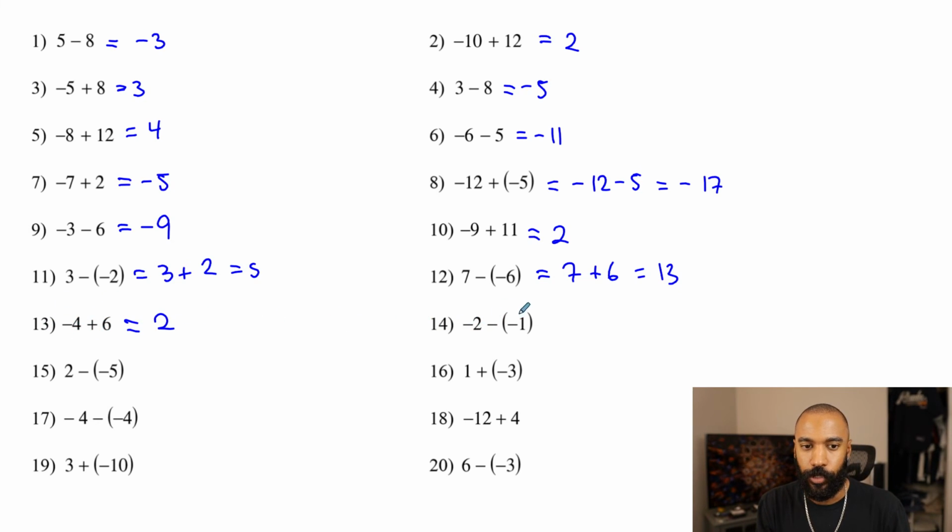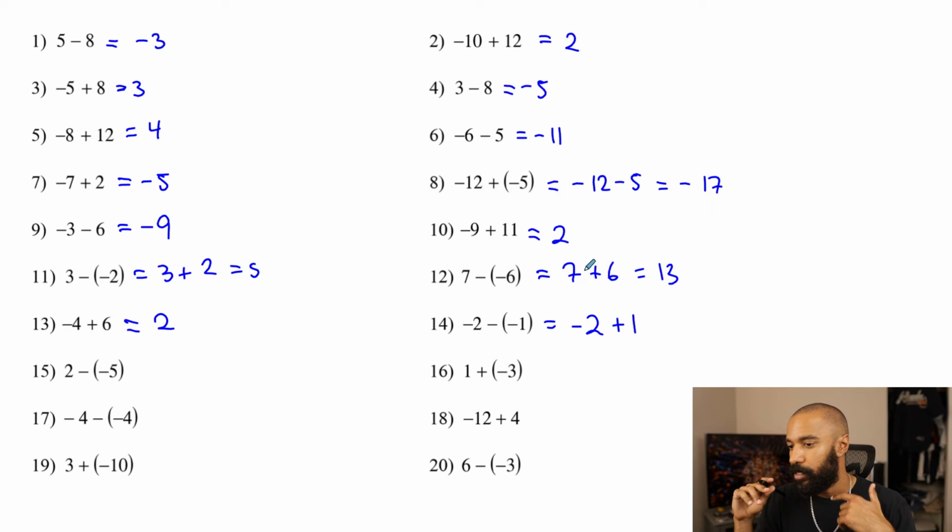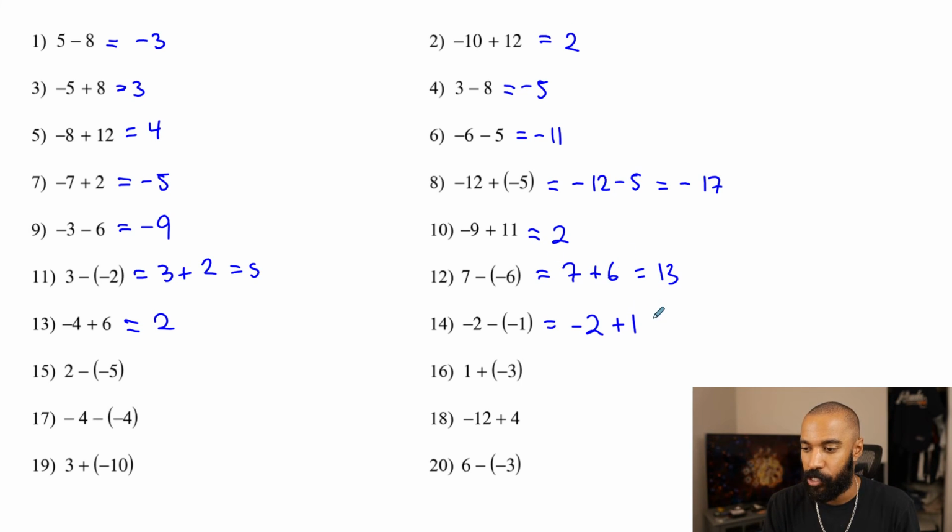Number 14, negative 2 minus negative 1. 3 negatives in here. Good God, what are we going to do? Let's start with rewriting this as a plus. Negative 2 plus 1. Left, then right, bigger negative left number. So it results negative, but it's like subtraction because opposite signs. 2 minus 1 is 1. We end up with a negative 1.